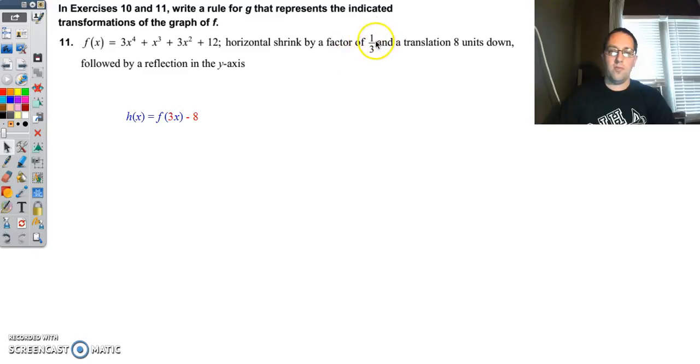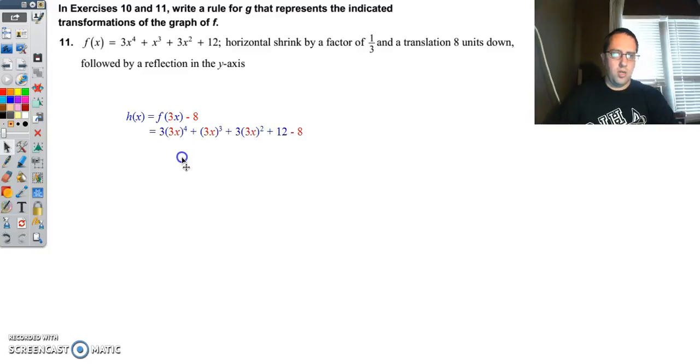horizontal shrink by a factor of 1/3. It's horizontal, so it's inside the parentheses, and it flips it over. Remember, everything horizontal looks backwards. So it looks like multiplying, but we're actually going to be dividing by 1/3, so it comes with that. 8 units down, that's k, so it's on the outside. It does exactly what it looks like.